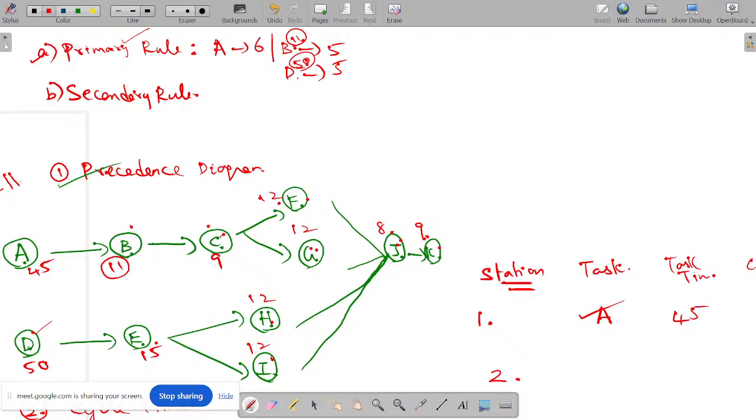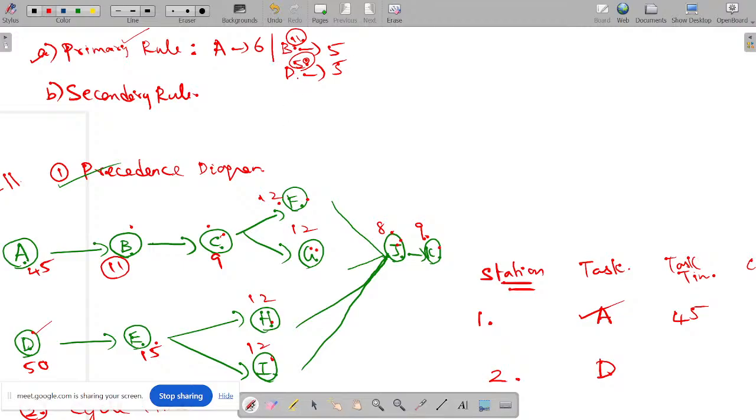So that technique is used only. Okay. See how we do for the assignment problem, the penalty method: we'll find the difference and we'll focus on the penalty. Likewise here, the lengthiest one will be taken first. So D, how long does it take? 50 seconds. So D has to be given priority. So the next task will be assigned with respect to D. Okay. So A, B, D is over.